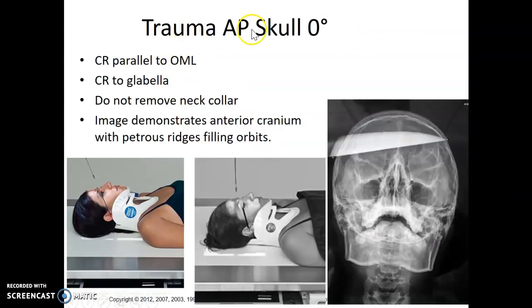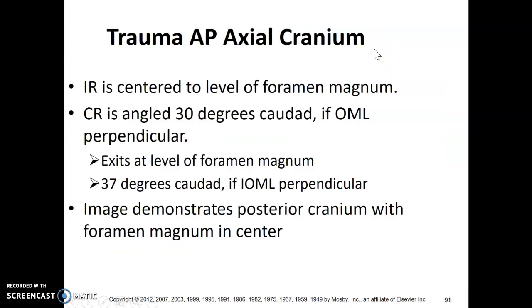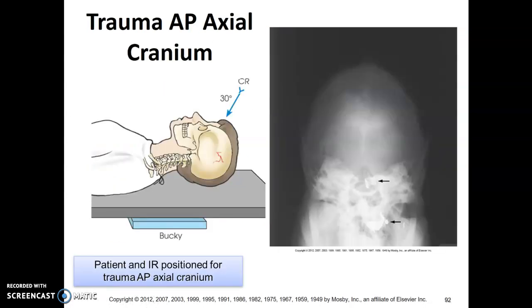A trauma AP skull, you can use a 0-degree angle, right? Obviously this patient has a knife through their head. They probably can't go through the CT scanner. So you may have to do an AP skull, right? Shooting straight on. AP axial skull. So you guys know the Towne views, right? So 30 to OML or 37 to IOML. Looking at the dorsum sellae and the foramen magnum here.